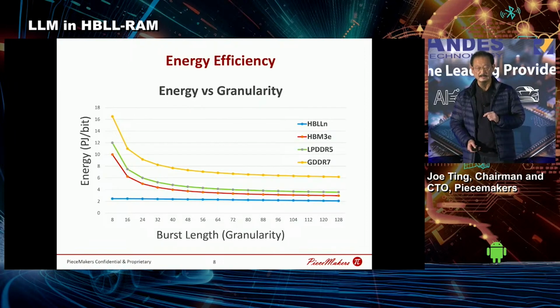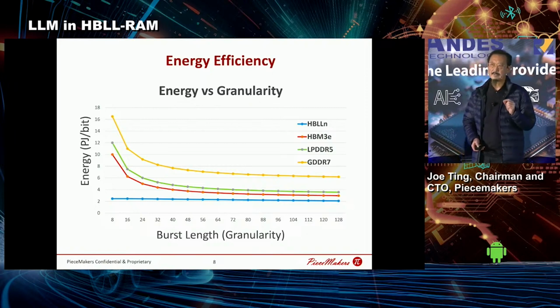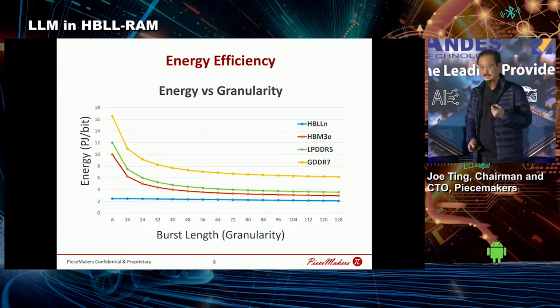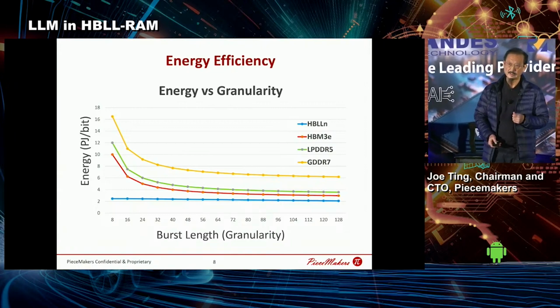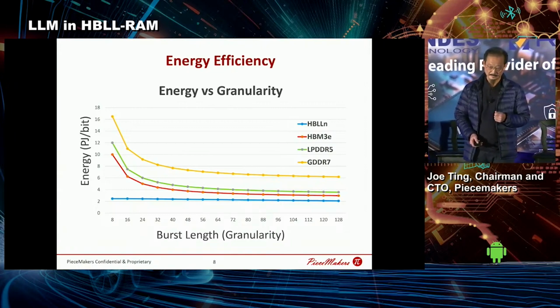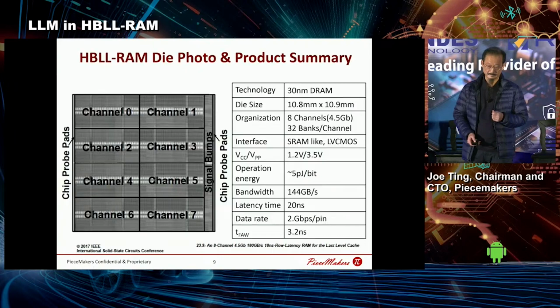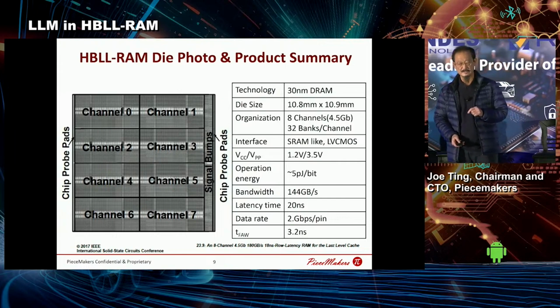In terms of energy efficiency, the power consumption, since the HBLL RAM can provide the same bandwidth with a smaller array density, or we say the page size is much smaller, the power consumption can be less. This architecture was published in 2017 in ISSCC.